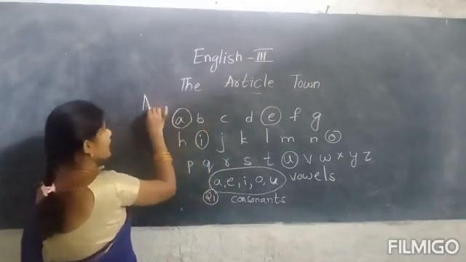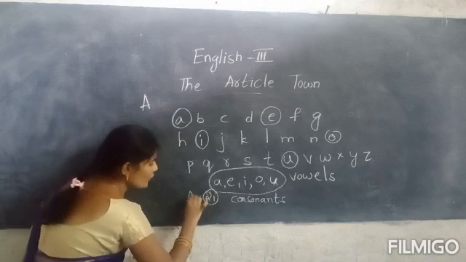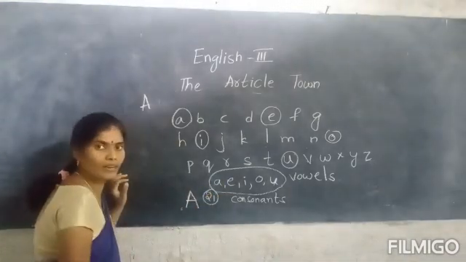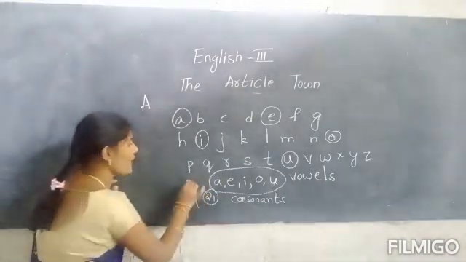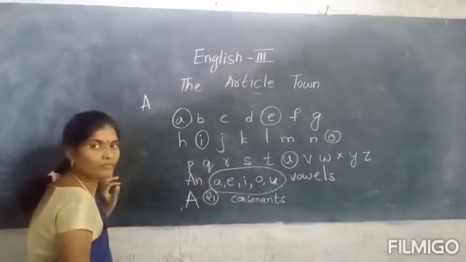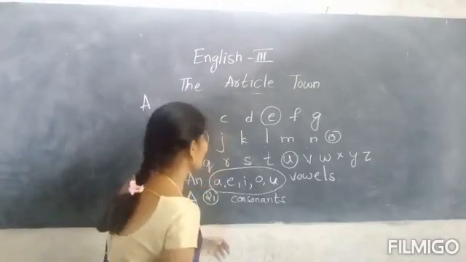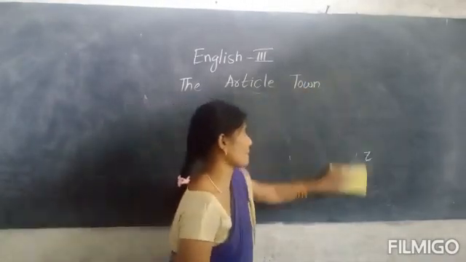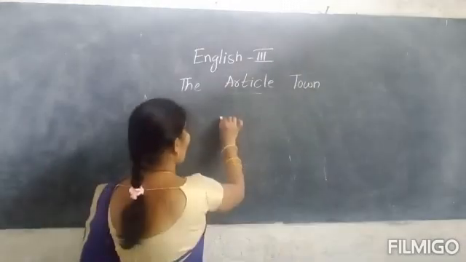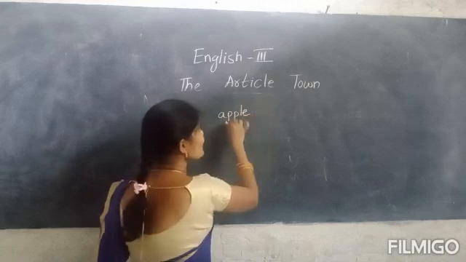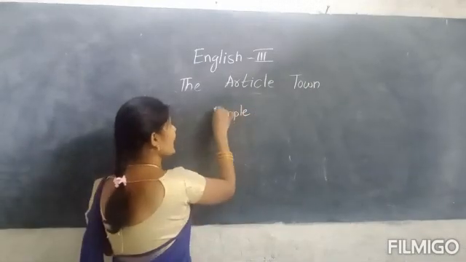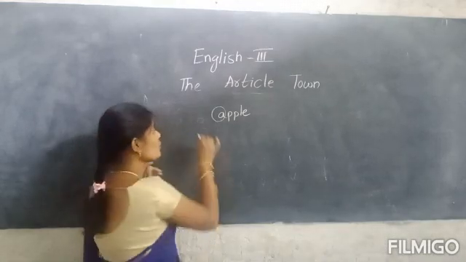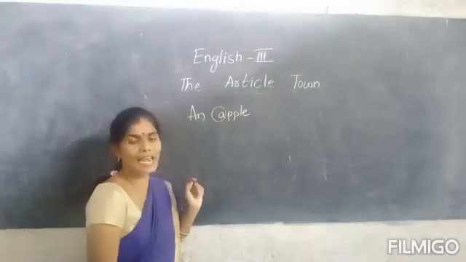Before the consonant sound, we use a. And before the vowel sound, we have to use an. For example, apple. What's the first letter? A. Is A a vowel or consonant? A is a vowel. So what do we have to use? We have to use an apple.